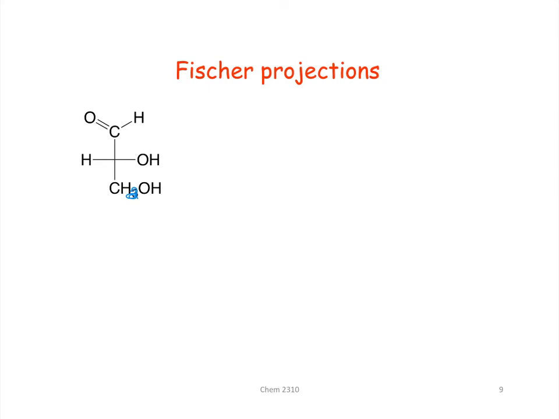So let's just redraw it with wedges and dashed lines like it would be drawn here. So remember the bond going up and the bond going down, CH2OH, are going back from the center carbon, and the ones out to the side are wedges.